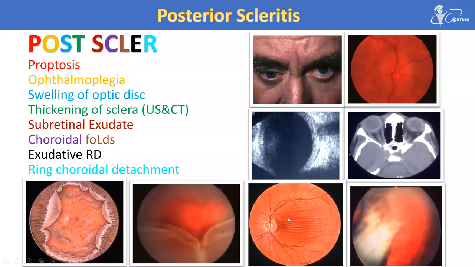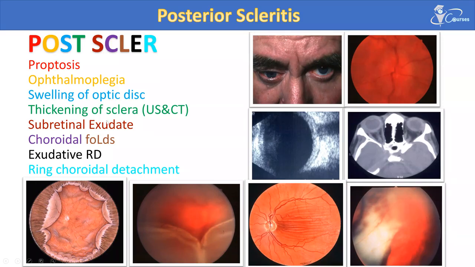Choroidal folds: one of the differential diagnoses of choroidal folds is the posterior scleritis. It can also cause exudative retinal detachment, as I just mentioned to you, and can also cause ring choroidal detachment. So these are the manifestations of posterior scleritis. So it is obvious that it will affect the vision tremendously. Optic disc swelling with subretinal exudation, exudative detachment, choroidal folds, all these can result in affection of the vision.